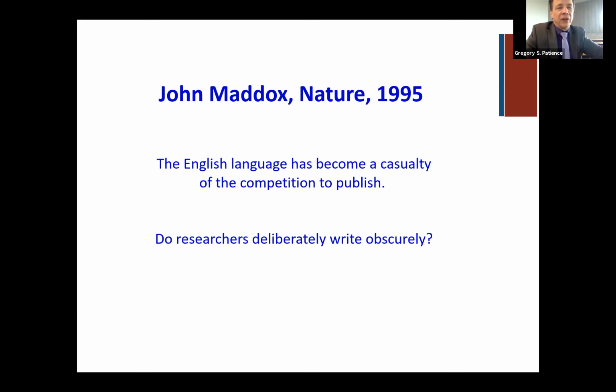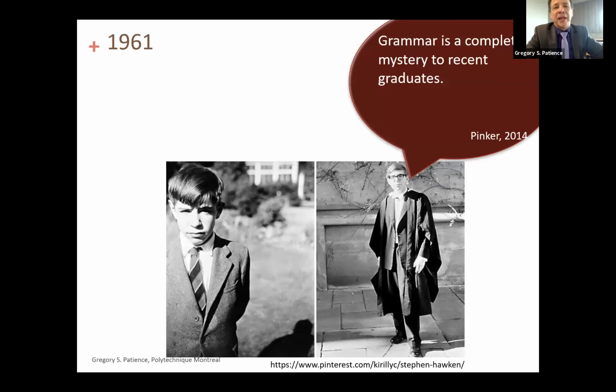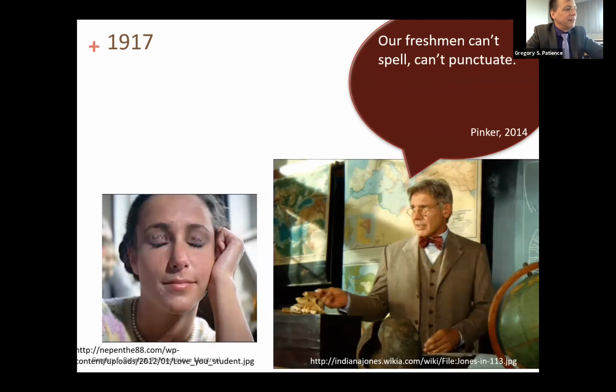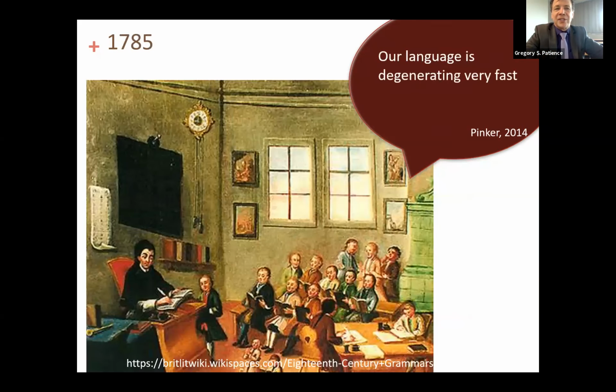Steven Pinker is a psychologist at Harvard, and he quoted from 1961, "Grammar is a complete mystery to recent graduates." And then he went on to say that there was another article in 1917, "Our freshmen can't spell, can't punctuate." And these are talking about English speakers. And then we've got 1785, "Our language is degenerating very fast." And from there, it's like, how far does this go back?